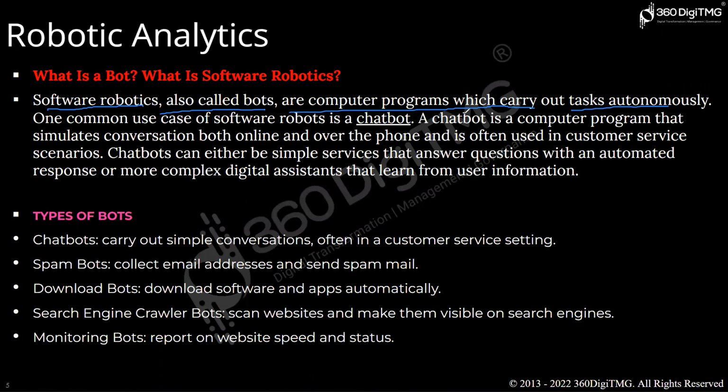Okay, bots are computer programs which carry out tasks autonomously. Okay, it means it's going to do it itself. One common use of a software robot is a chatbot, guys. A live example is the loan app, right? They're going to ask you what your name is. It's going to auto-respond itself, so it's done autonomously, guys. No one is going to sit in front of a laptop and answer the question you ask. It is done by AI and NLP.